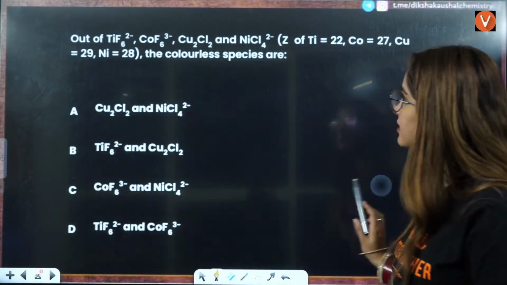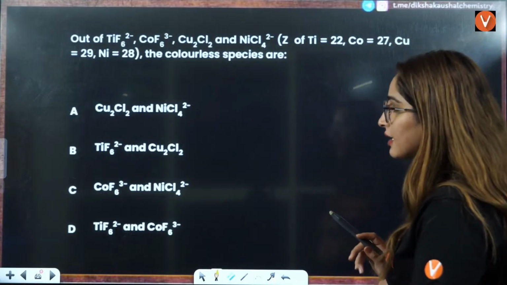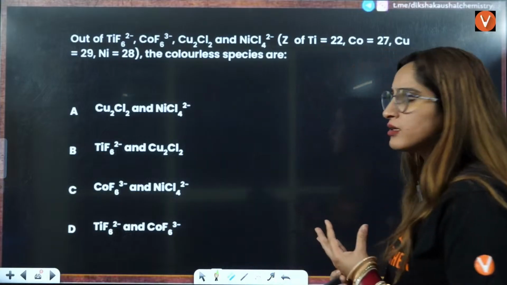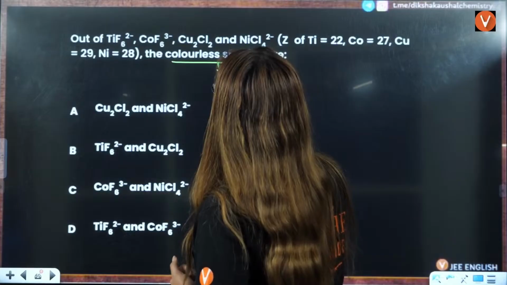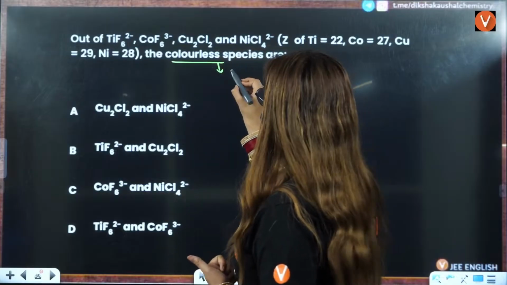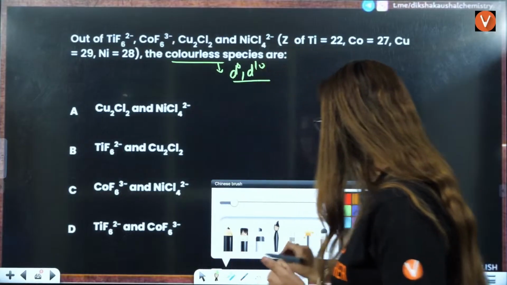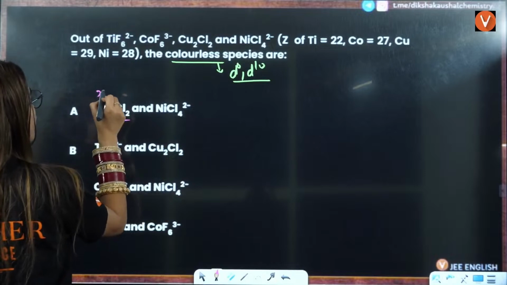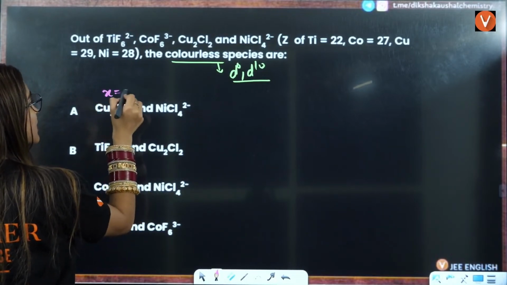The next question is, out of these 4 species, they are asking you for the colorless species. Colorless species means what? Colorless means the one that does not have any d-d transition. That means d0 or d10, right? So if you see this here, the first is going to be 2x minus 2 is equal to 0, so x is going to be positive, right?